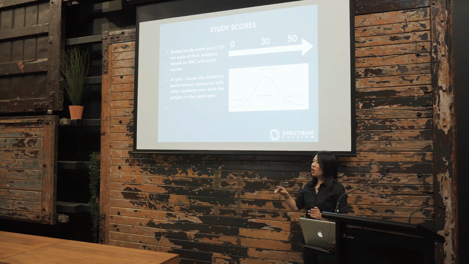So it's marked on a bell curve. That's really important because the average score is always 30, and the highest result in a subject, so just say your child achieved the highest result in a particular subject at the score of, say, 80%, then your child will achieve that score of 50.